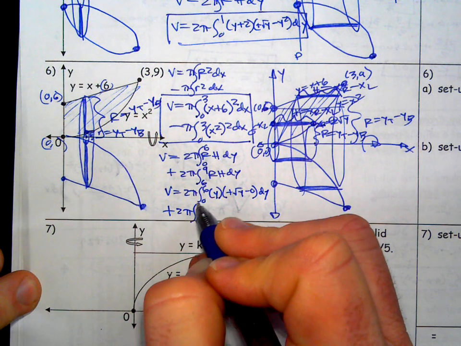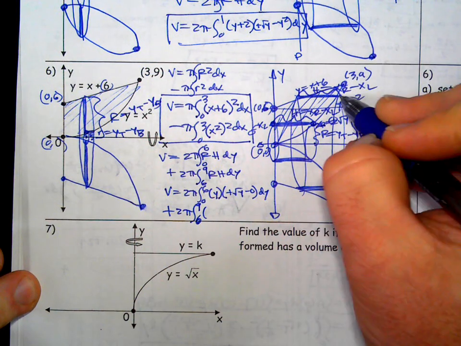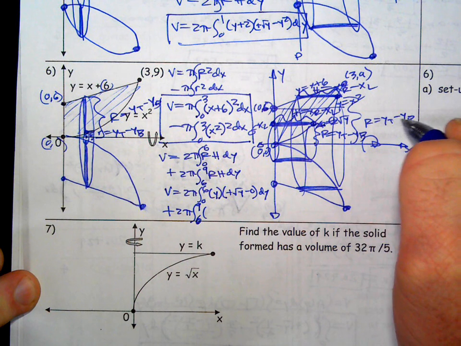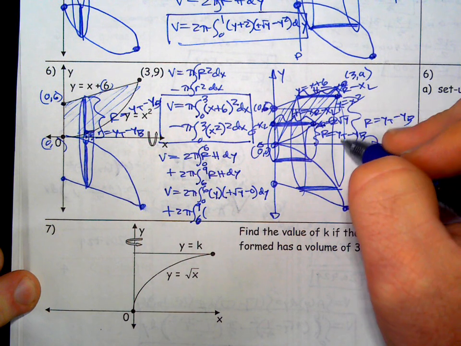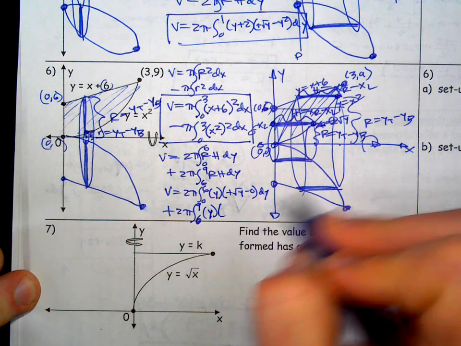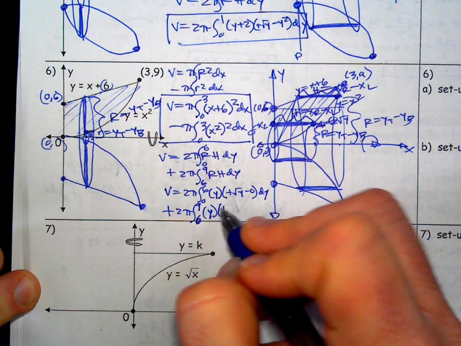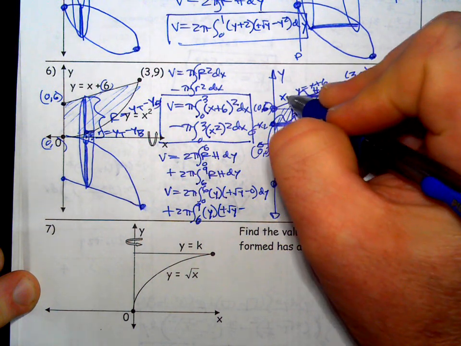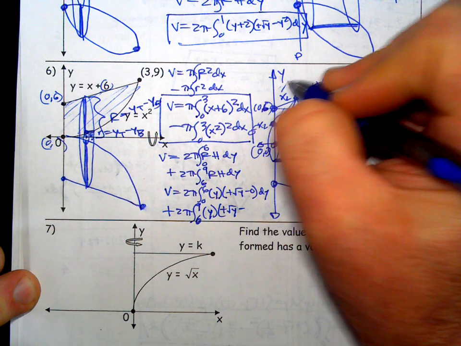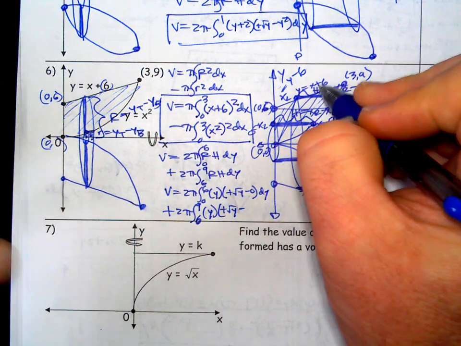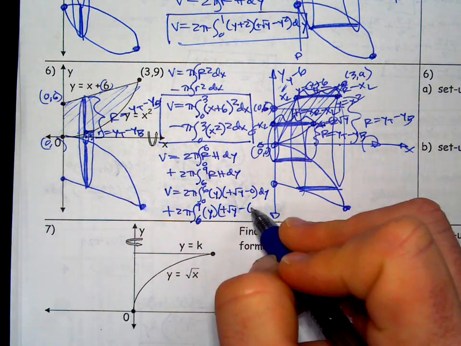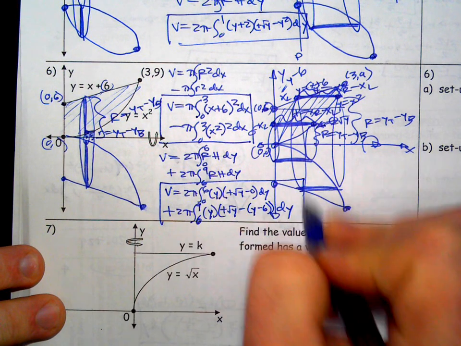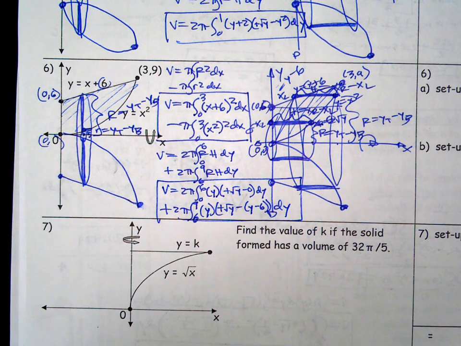Plus 2 pi, 6 to 9, different limits. The radius is still y top minus bottom. It's the y value you're at minus 0. It's still y. X right is still positive square root of y minus, now x left over here is going to be y minus 6. Get a solve for x, y minus 6. Put it in parentheses, y minus 6 in parentheses dy. And so that's your setup for that one.